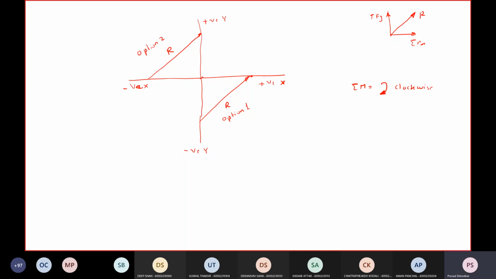And this is the origin O about which we have calculated the moment. This is summation m about O. You are assuming that it is clockwise positive and the moment coming out to be clockwise. So which is the correct one?